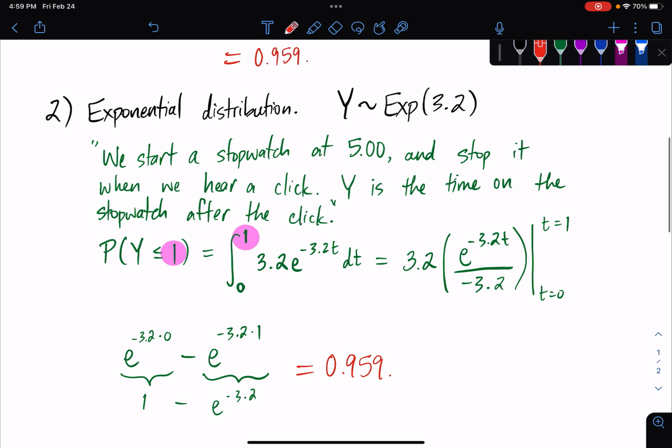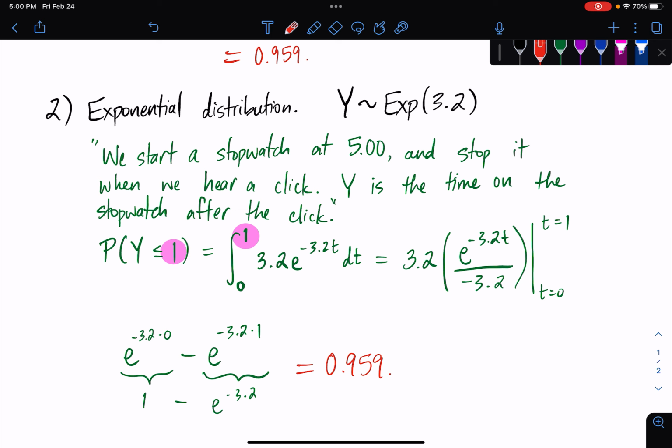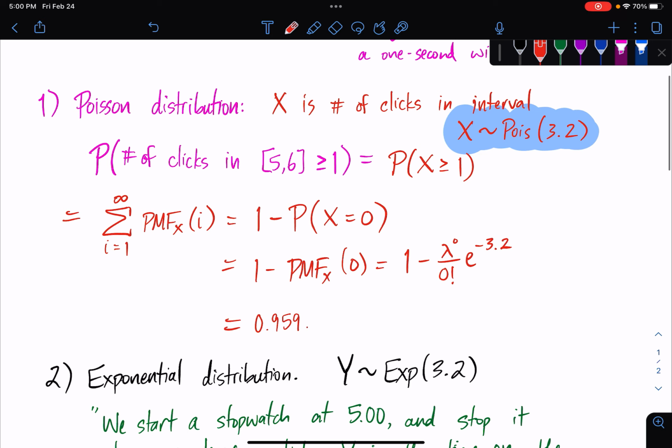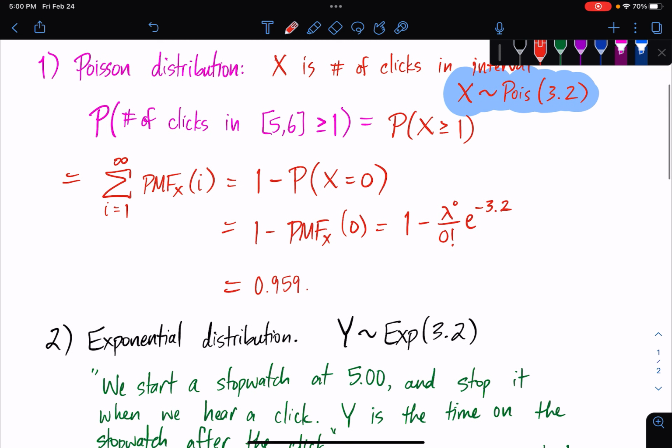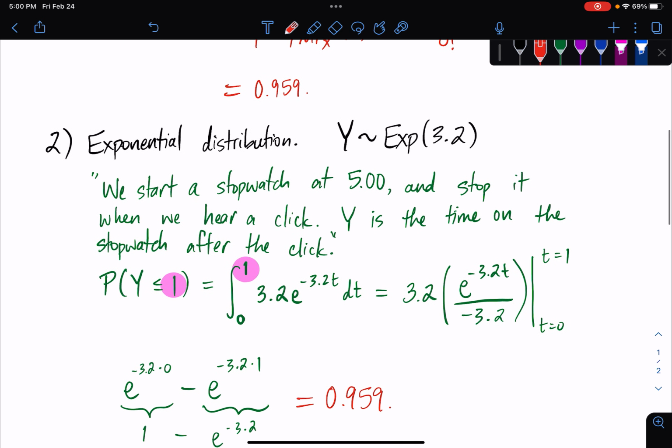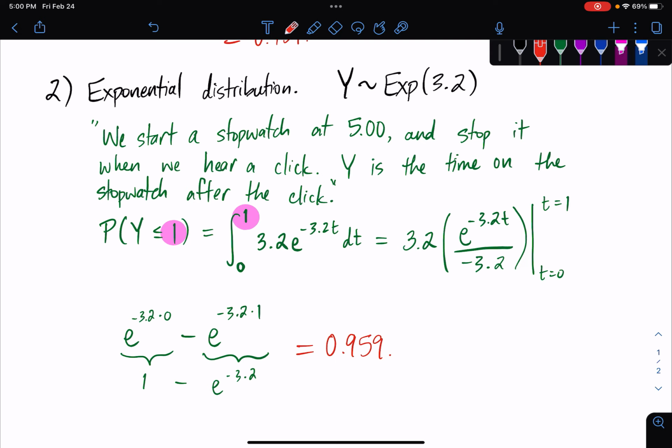Cool. So these are two different perspectives, and this is one more illustration of that exponential-Poisson duality, which is that we can get from one to the other. In lots of problems we can choose which way we want to look at the problem, to decide whether we want to use a Poisson distribution, which counts the number of something, or an exponential distribution, which says when something happens.